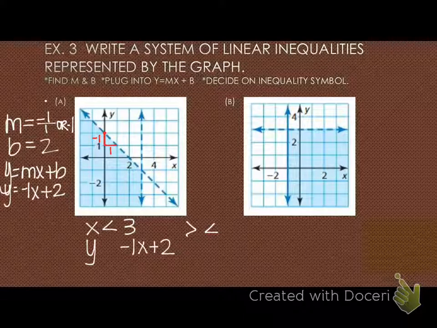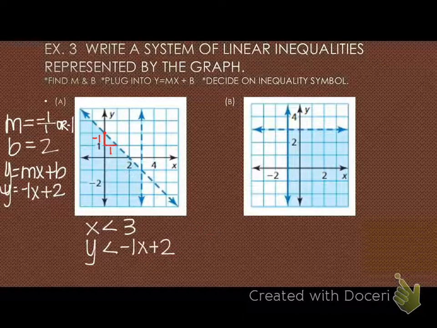Let it be obvious, okay? Above, if I'm above something, I'm greater. If I'm below something, I'm less. So if the shading is below the line or to the left of the line, what is that? That's less than. Very good. So the symbol in my second inequality is also less than. And this is my final answer. This is my system of inequalities.